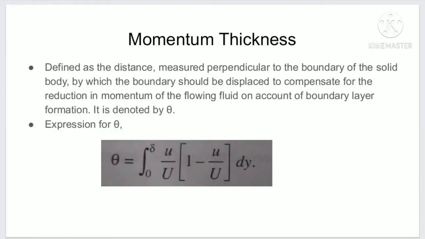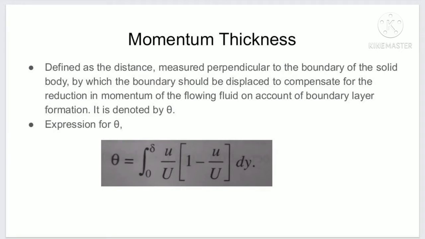It is defined as the distance measured perpendicular to the boundary of the solid body, by which the boundary should be displaced to compensate for the reduction in momentum of the flowing fluid on account of boundary layer formation. It is denoted by theta.